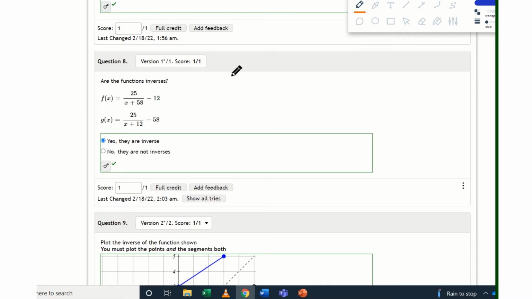So remember our process, change f of x to y. Switch our x's and our y's. All right, now before I can multiply through by this denominator to get y out, let's move the 12 to the other side. It will become x plus 12.